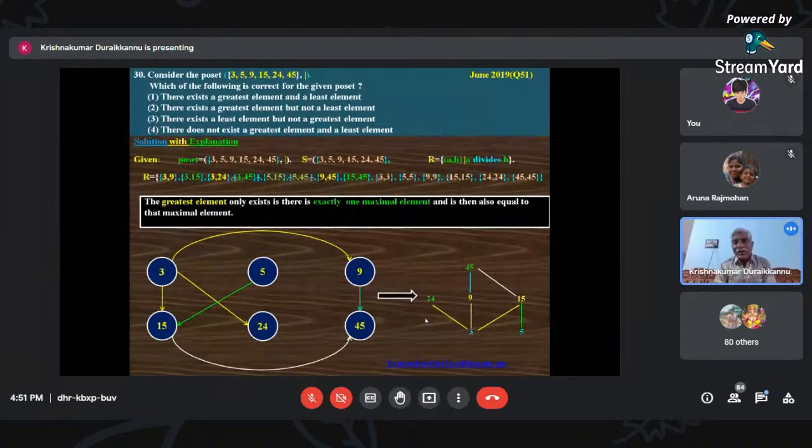If only one maximal element exists in a diagram, that element is called the greatest element. According to this example, we have two maximal elements, so the greatest element does not exist. Now the next one, least element.